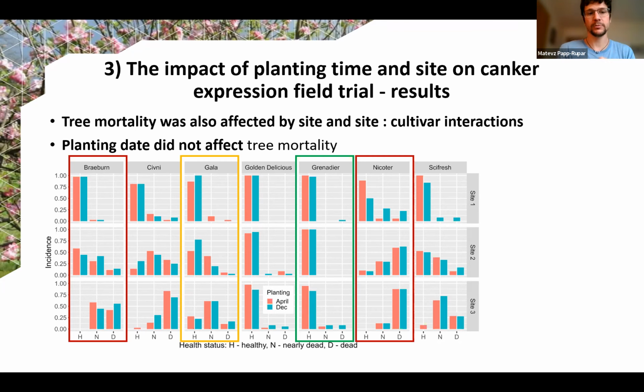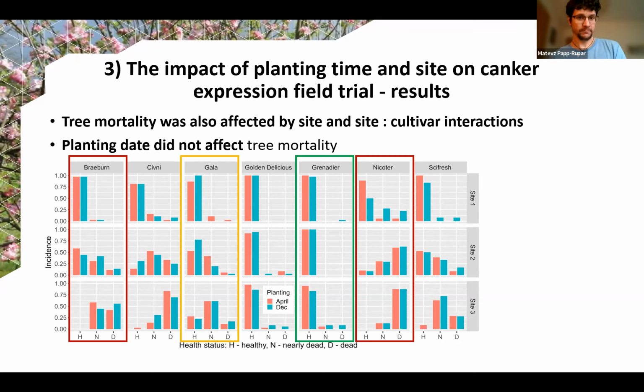The middle 2 columns, nearly dead trees, so at least half of it is dead. And then the last 2 columns are completely dead. And you can see Braeburn on site 1, all the trees are healthy, a little bit nearly dead. Site 3, half of the trees are dead and the other half is nearly dead. So for Braeburn, it's really important which site.